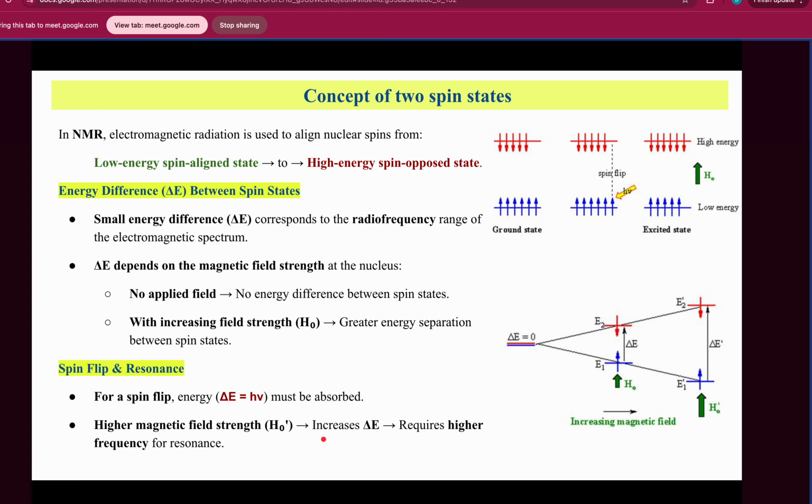So this is about the energy term and how the two states are created. The first state is the low energy state, and the other is the high energy state. These are also known as the alpha state for the low energy state and the beta state for the high energy state.